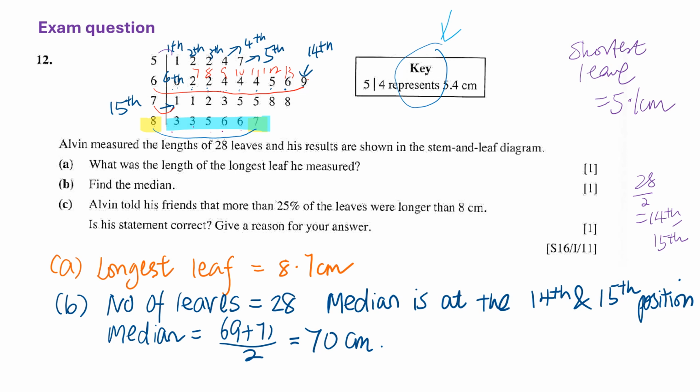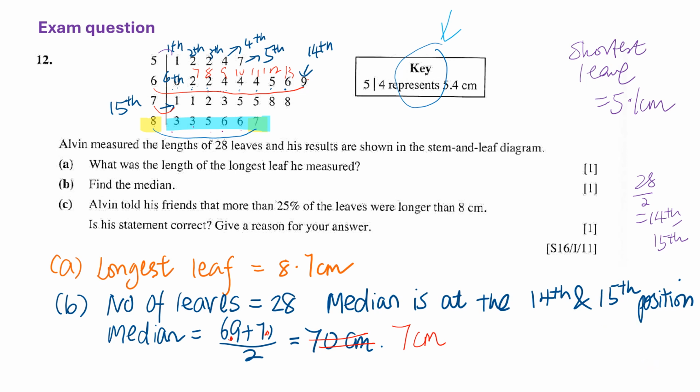Oh, I made a mistake here. Yes, it should be 6.9. That's why it's important to understand the key. And 7.1. Then divide by 2. So the answer you get is 7 centimeters. Okay, exact value. So it's very important. It's a good thing I made this mistake so that I can remind you not to make the same mistake as me. 14 divided by 2 is 7, correct.